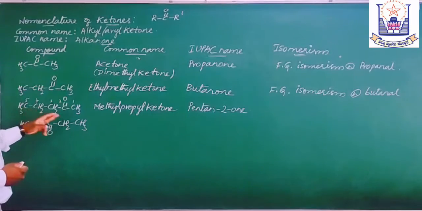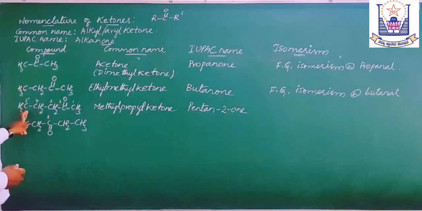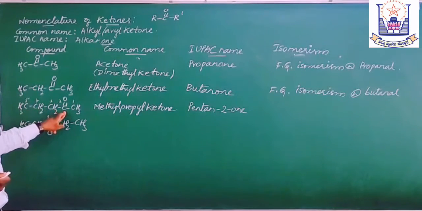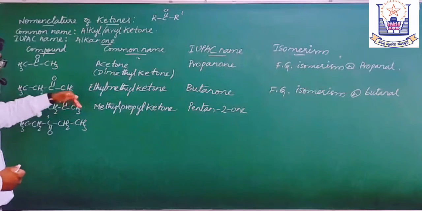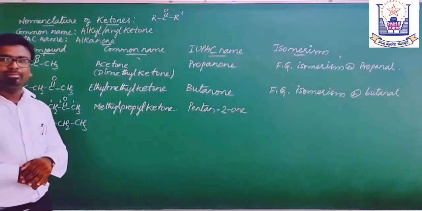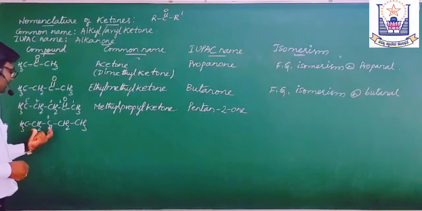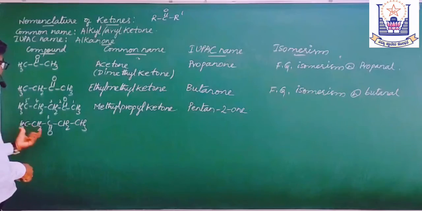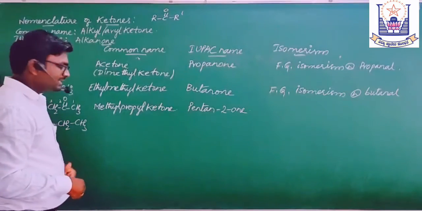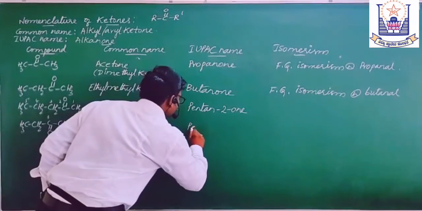If you move in this direction, that is from left to right, 1, 2, 3, 4. So in this way it is 2. So 2 is the lowest number, no? So you have to choose this way of giving the numbers. And here the third carbon is having the double bond O. Therefore, it is pentanone. IUPAC is pentanone.